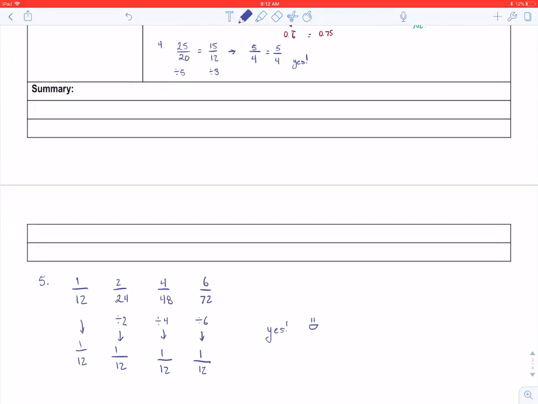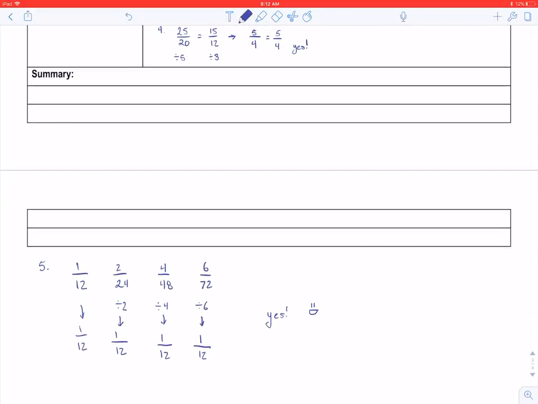So don't forget to write a summary, just 1 or 2 sentences about what you learned today. You can look back at the objective. The objective for today's lesson was to determine whether 2 ratios are equivalent, and if they are equivalent, that means they're proportional. So maybe you could write something like, in this lesson, I learned that if 2 ratios are equal to one another in their simplest form, then they are called proportional.